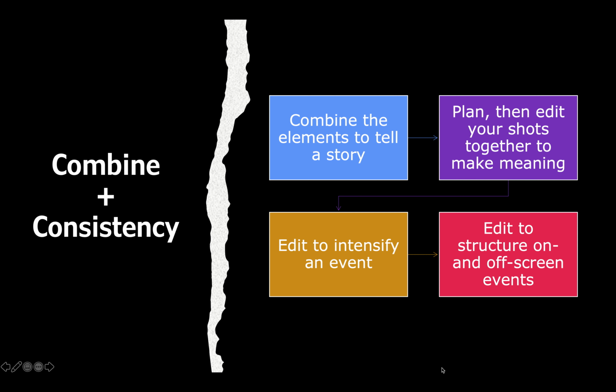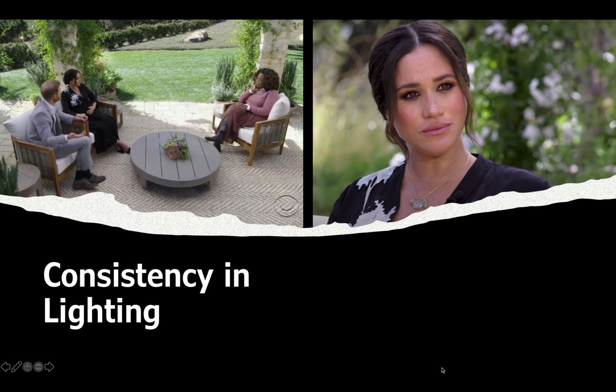What's important is we combine all these to tell the story, and then we edit the shots together to make meaning. We can edit to intensify meaning, and then we can edit to structure on and off screen events. So, we may have video of cattle out in a pasture, and the way we edit it, we can let the audience know that there's a horse and a cowboy out there somewhere trying to rope that calf, or something like that. So we can edit to communicate that there are other things happening in this story other than what you are seeing exactly at this moment.